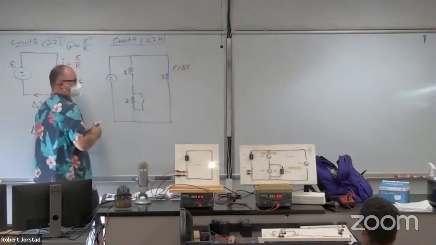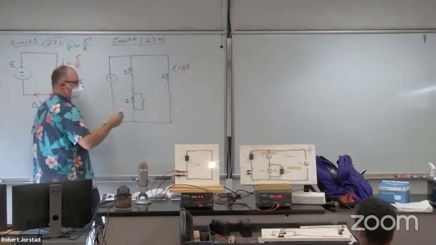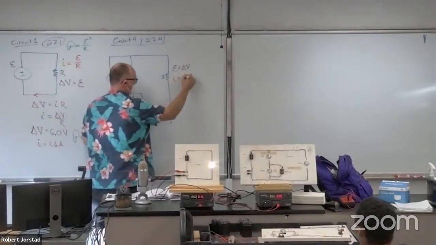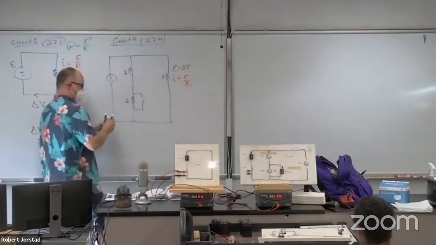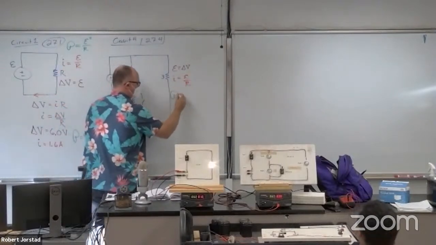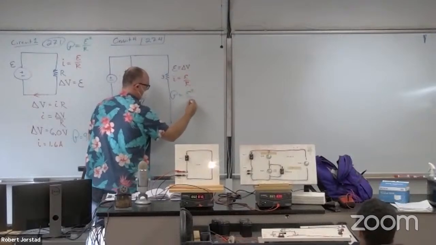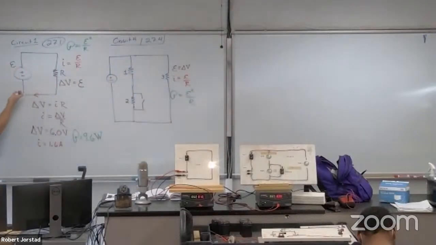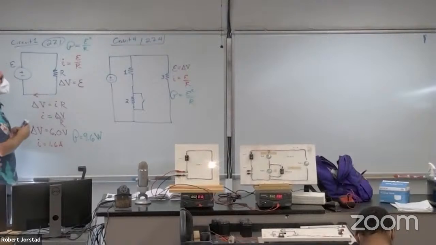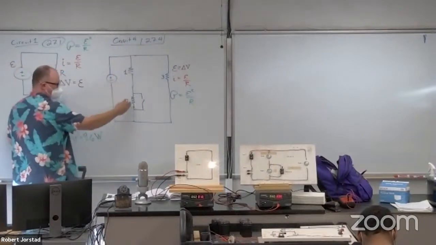What's the current going to be? If I know the voltage is E, tell me the current. E over R for that one. What's the power? E squared over R. It's basically circuit 1, is it not? Exactly the same.